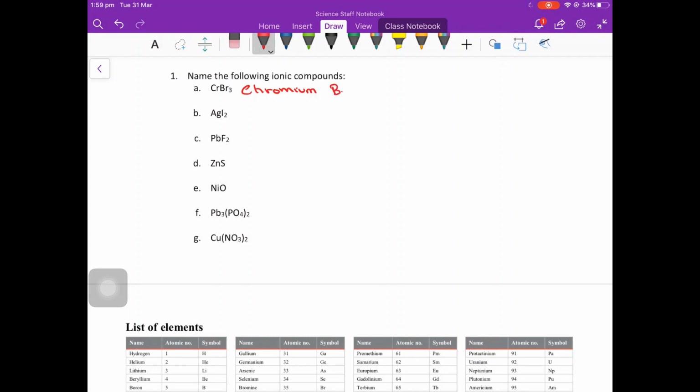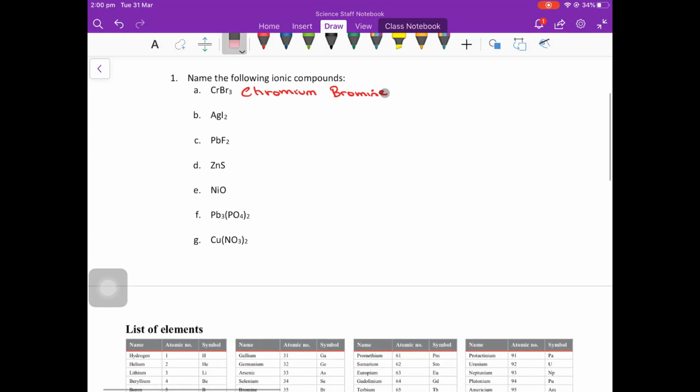Usually, if I just write out how it appears on the periodic table, you'd say bromine, B-R-O-M-I-N-E. But that's not how we talk about it when it's an ion. We're going to get rid of the INE and instead add on IDE to make it bromide. So the official name of this compound is chromium bromide.